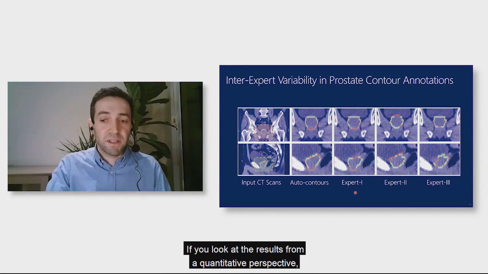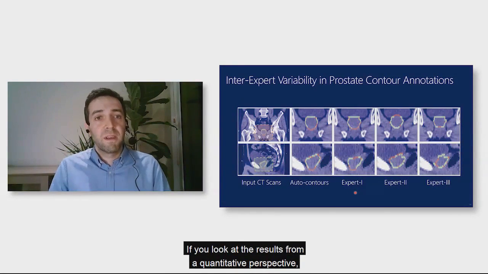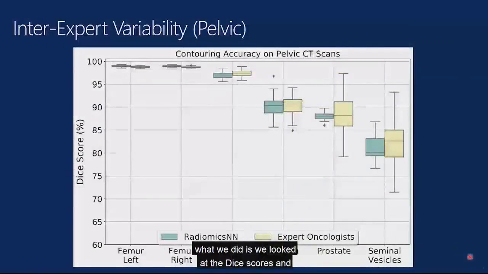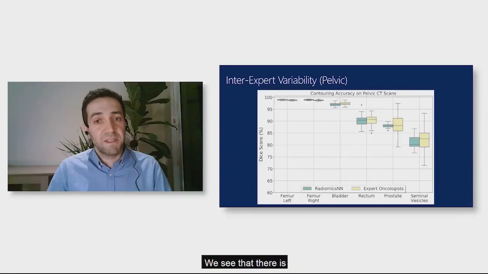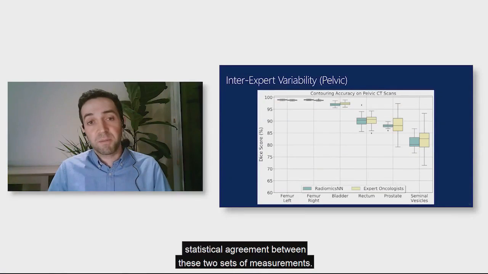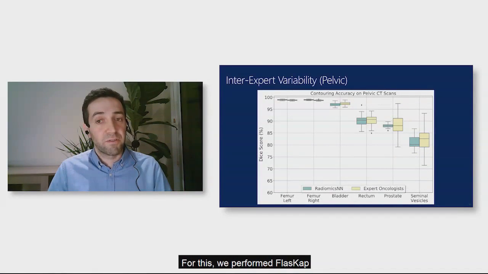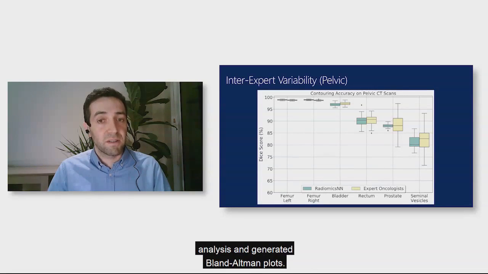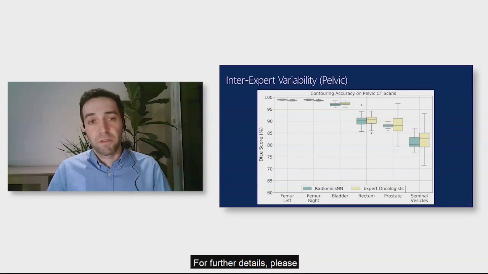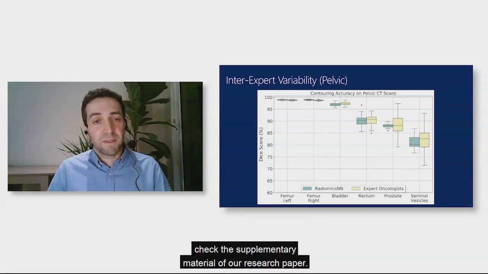And if you look at the results from a quantitative perspective, what we did is we looked at the Dice scores and the variability across experts and how the model performance fits within that distribution. And we see that there's statistical agreement between these two sets of measurements. And for this, we performed Fleiss' kappa analysis and generated Bland-Altman plots. For further details, please check the supplementary material of our research paper.